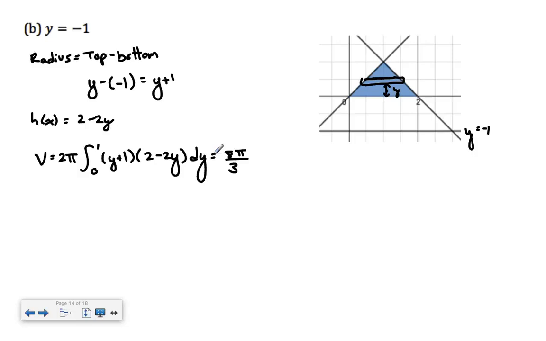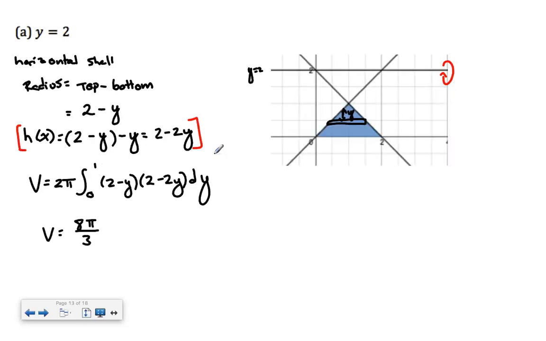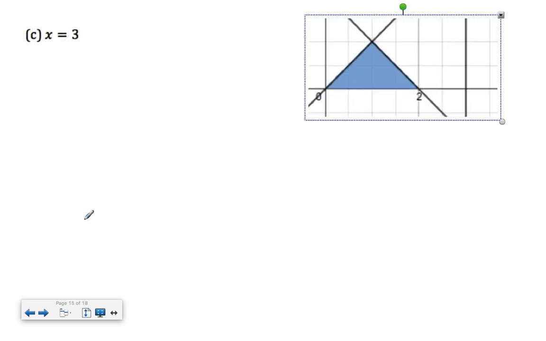And I think I made a mistake on the last slide. Yes, I was wrong. The volume of your solid was not 8 pi over 3. When you plug this into a calculator, you're going to get a volume of 10 pi over 3. I'm sorry. So 10 pi over 3 for A, 8 pi over 3 for B, and then let's try C.